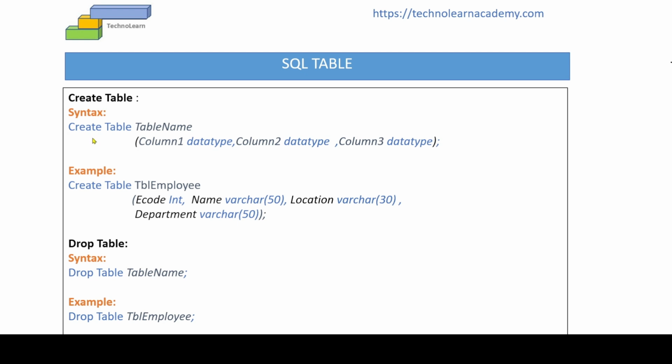This is the syntax for creating a new table. We will write down create table, table name, then bracket, and after that we have to provide the first column name and then the data type, the second column name and data type, and so on. So this way we can create a new table. Let's discuss how we can create the table in practice.